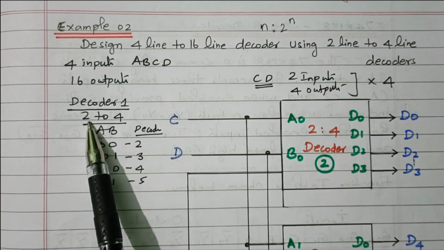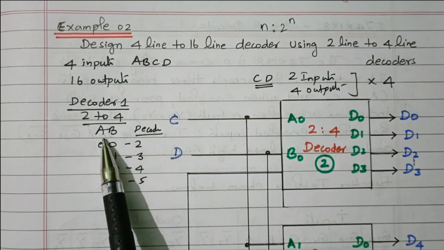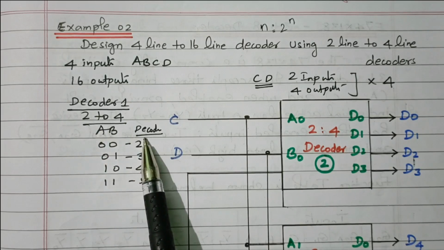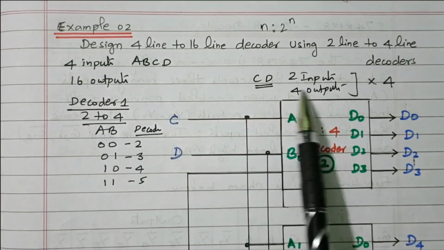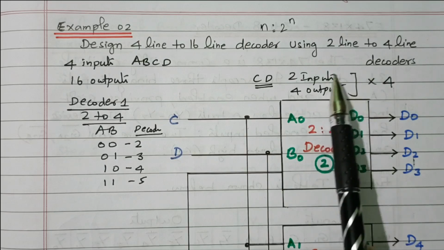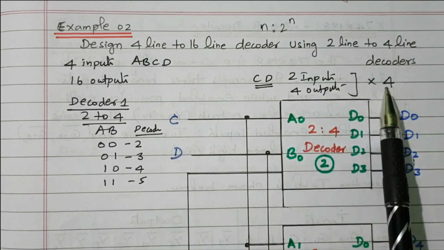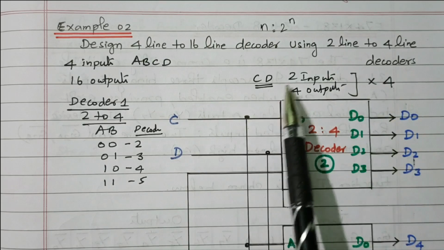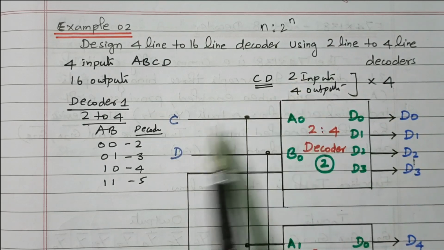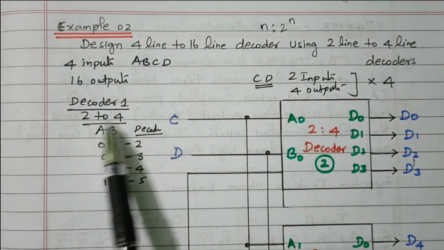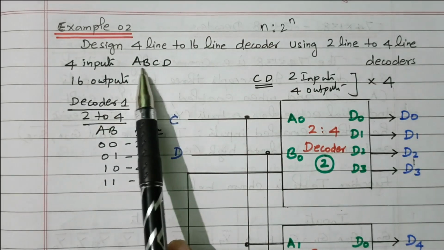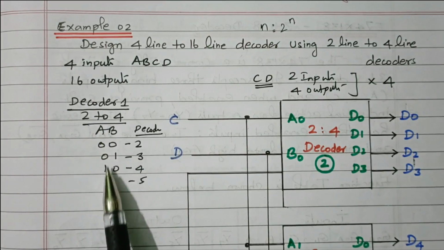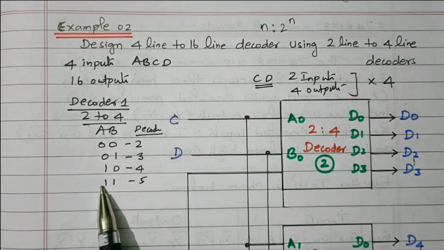So that is also one of the 2 to 4 decoders. In that, A and B is given as an input, right? So out of 4 inputs, C and D is given to these 4 decoders in order to produce 4 into 4, 16 outputs. To control these 4 decoders, we are using one more 2 to 4 decoder. In that we are using the remaining inputs A and B. A and B, 2 digits, 4 combinations.